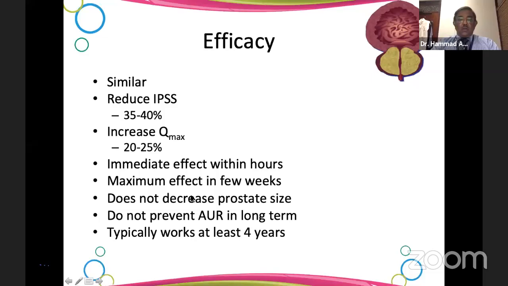However, they do not work on prostate size. So the prostate size will stay the same. And the data has indicated that they do not really prevent long-term acute urinary retention episodes. They typically work from a few months to up to 4 years. So the majority of these patients who have significant obstruction and are on alpha blockers may require some form of surgical treatment later on.